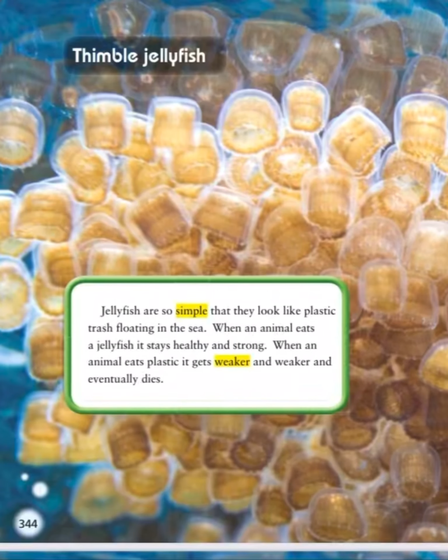Thimble jellyfish. Jellyfish are so simple that they look like plastic trash floating in the sea. When an animal eats a jellyfish, it stays healthy and strong. When an animal eats plastic, it gets weaker and weaker and eventually dies.